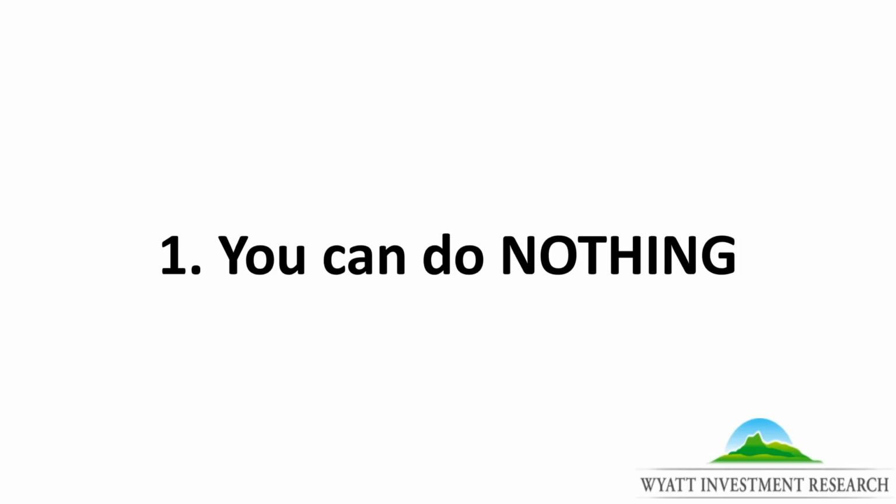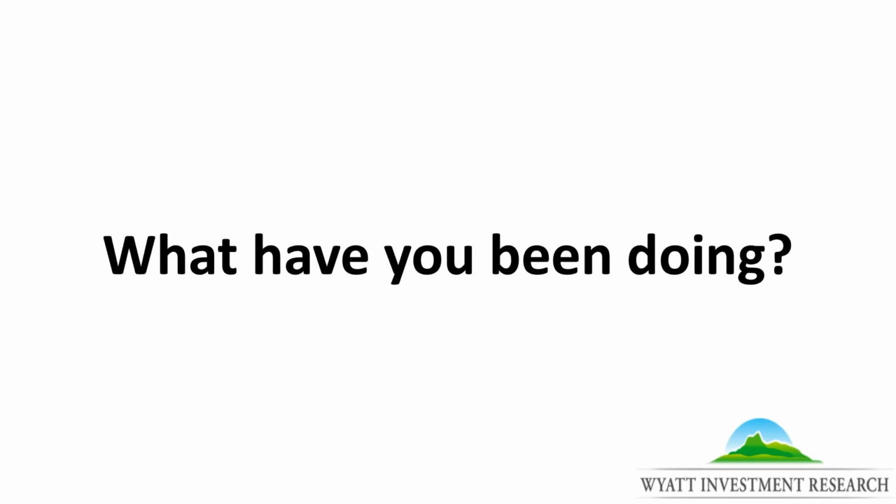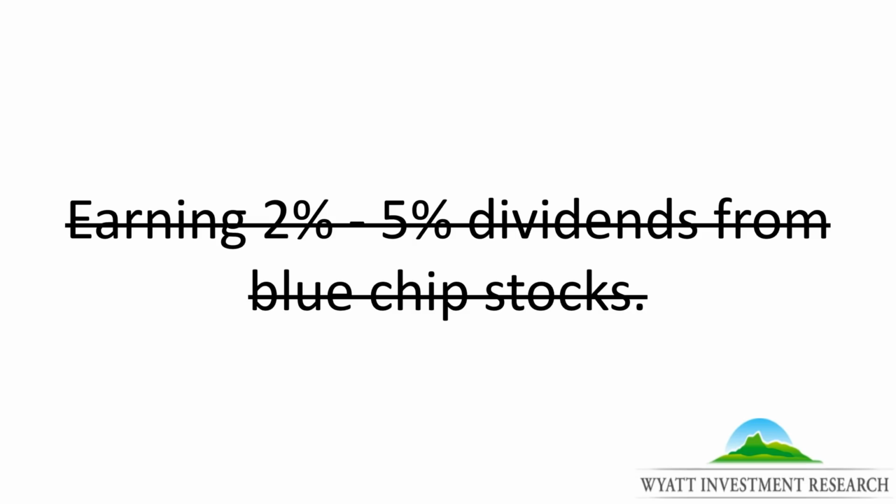The first choice is that you can do nothing. You can literally do nothing. And you know that if you do nothing, nothing will change. You'll get the same results that you've been getting. The second thing is that you can keep doing exactly what you've already been doing, expecting a different result, okay? And we know that that's the definition of insanity, is to keep doing the same thing and expecting a different result. So what is it that you've been doing to try to boost your income?